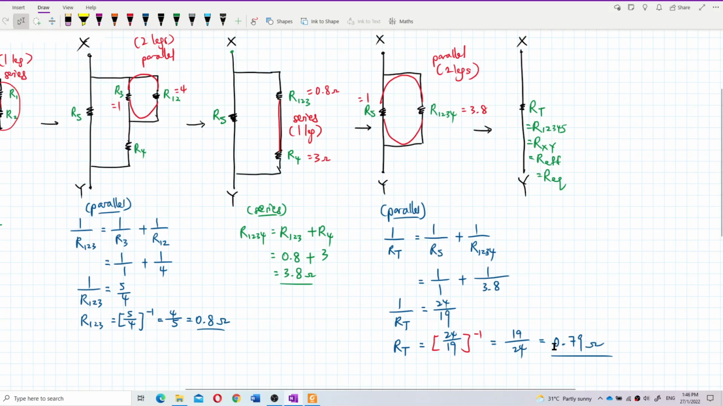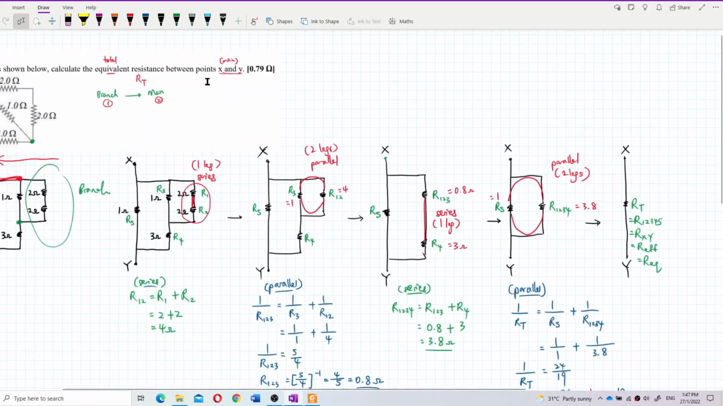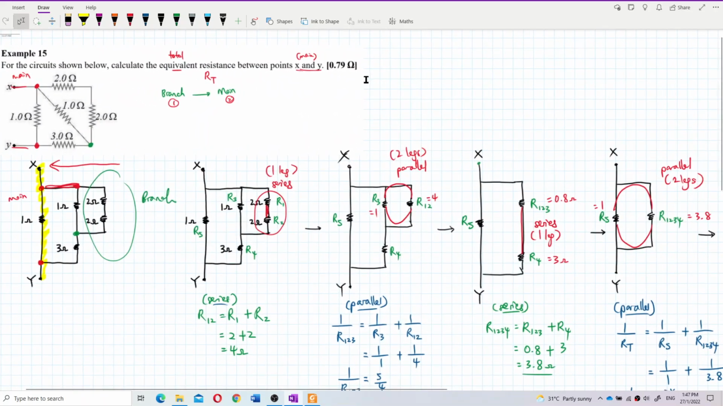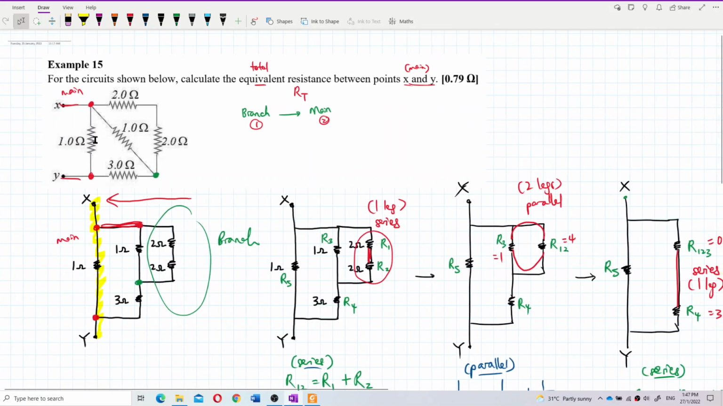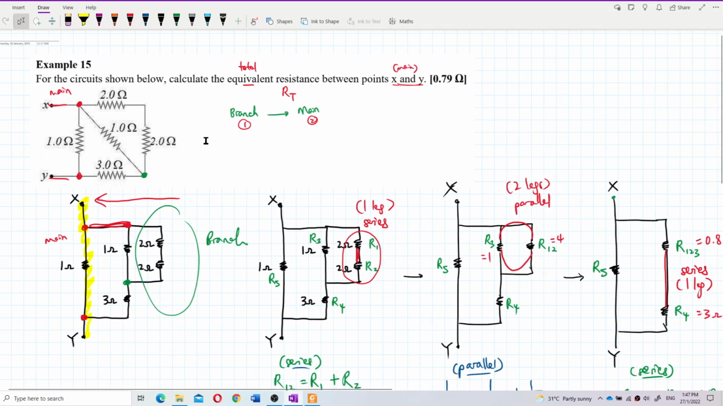Because we know by logic, a parallel resistor becomes a smaller resistor. This resistor should be smaller than any one of the resistors before combining. So this 0.79 is smaller than 1 ohm, so this is a correct, reasonable answer. Am I right? Yes, 0.79 ohm is the total resistance of all the combination here.